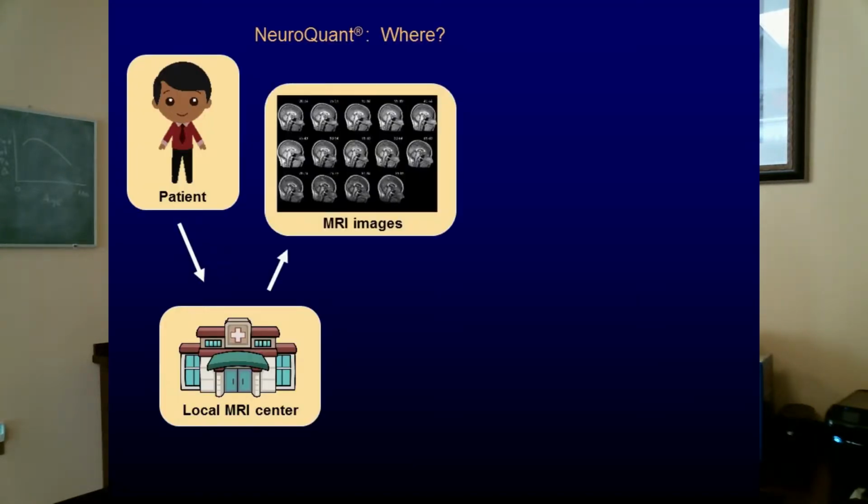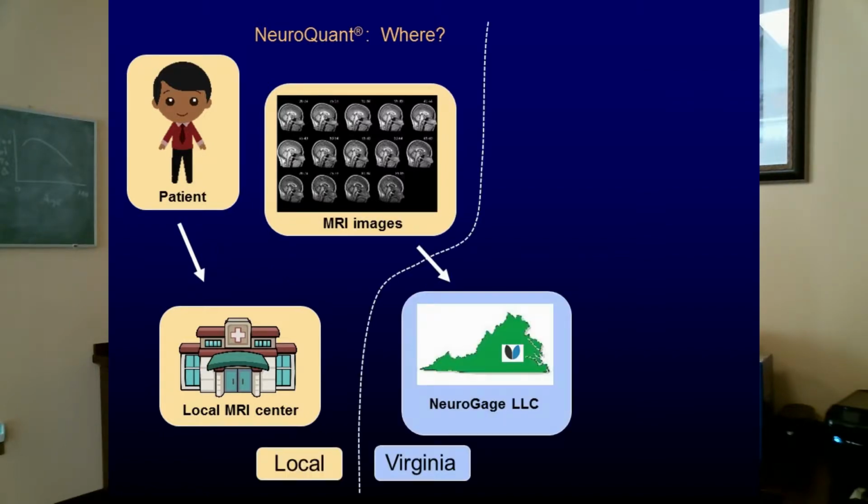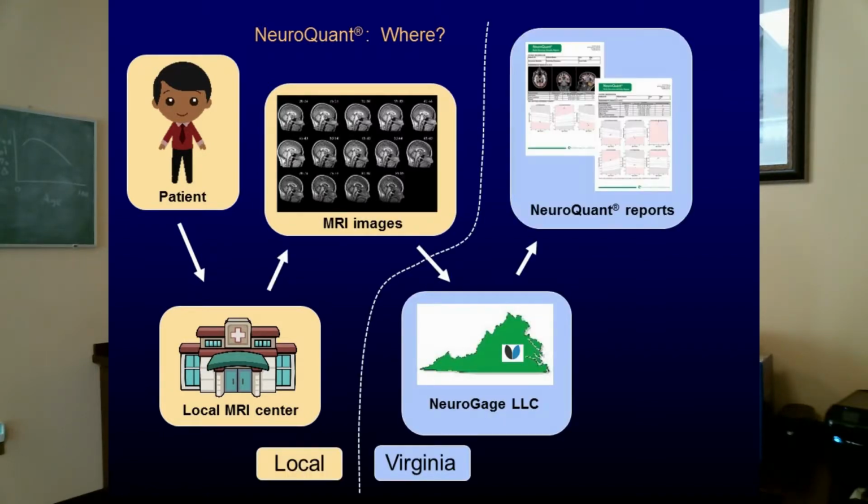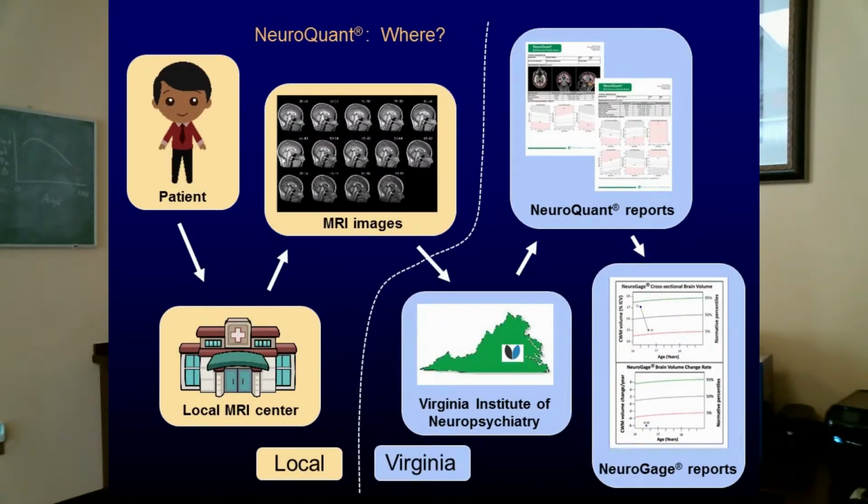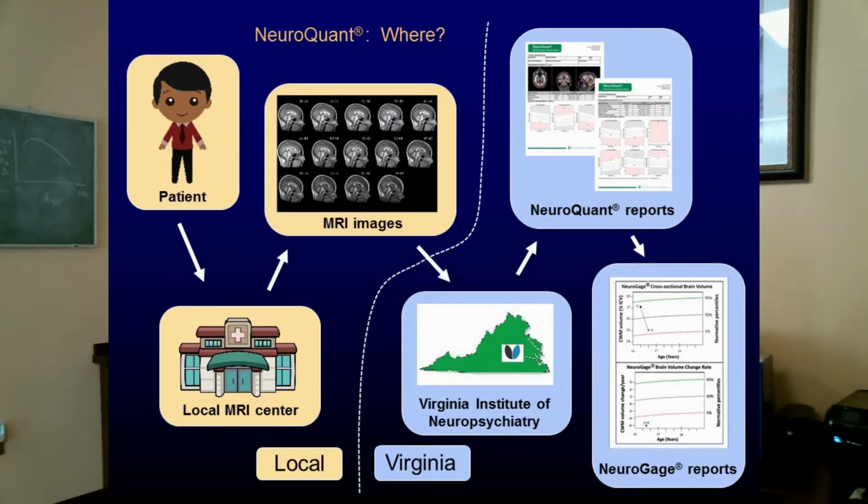So the patient goes to a local MRI center, and then the brain images are produced, and those are sent to us here in Virginia. We then do the NeuroQuant analyses, and we take the MRI brain volume data generated by the NeuroQuant analyses to do our NeuroGage analyses, where we do the additional analyses not done by NeuroQuant, including checking for abnormal asymmetry of the brain and checking for brain volume change over time. And so you can see with this dotted line here, there are two locations. Your patient does everything locally, and then we do everything else here in Central Virginia. So it makes it very convenient and easy to do.